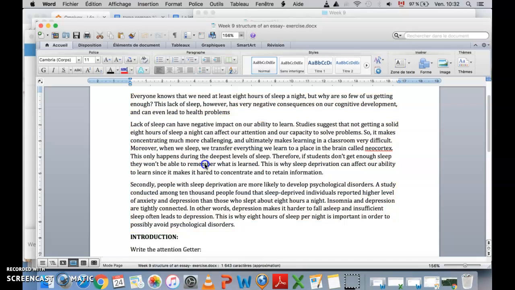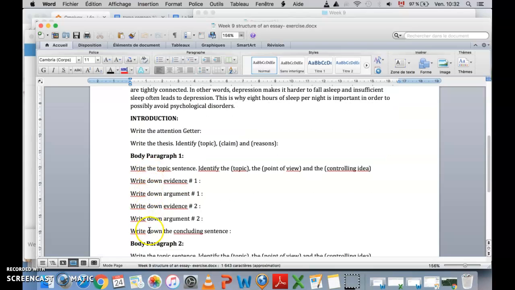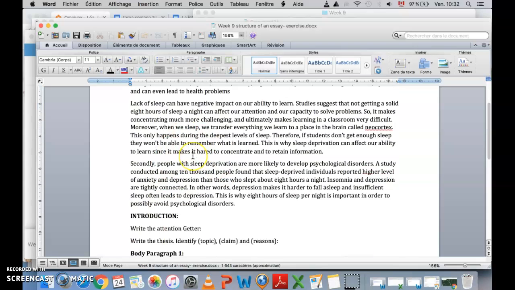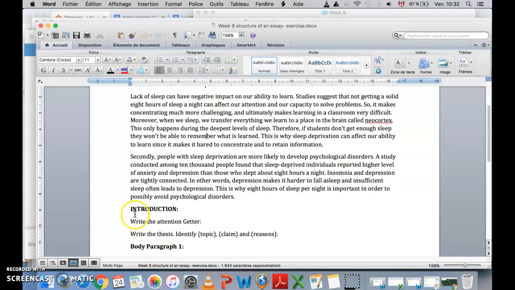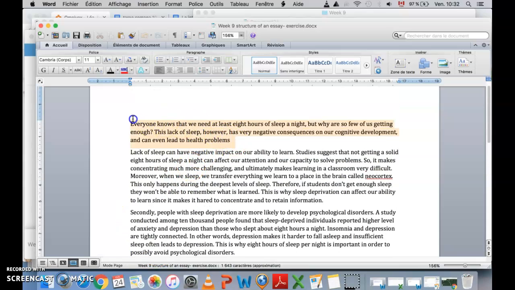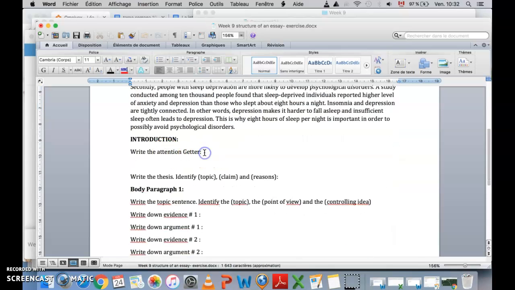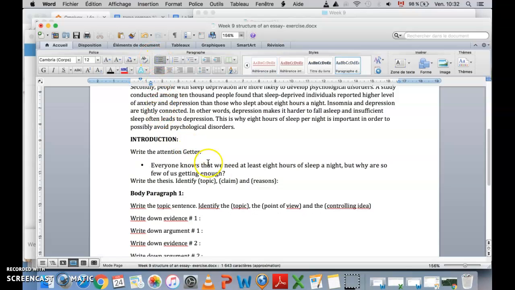So what I want you to do is this. I want you to look at the elements here: intro, body paragraph number 2, body paragraph number 1. And I want you to read the text and copy and paste the elements. So for example, if you look at the intro, what is the attention getter? Well, everyone knows that we need at least 8 hours. So this here would be the attention getter. So I copy it and I put it there, for example. Okay, it doesn't matter how you do it, but I just want to have my attention getter there.